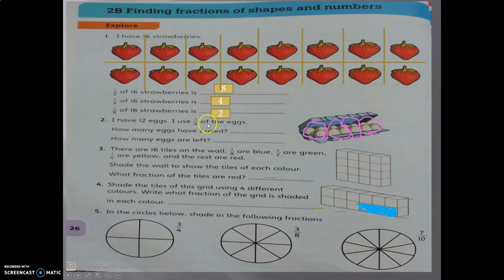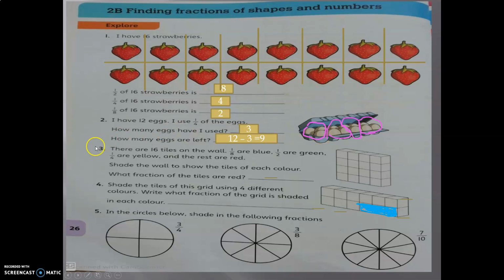Now he is asking me that he is going to use 1 out of 4, or a quarter, of the eggs. It means I will take one group out of the 4 groups. How many are in this group that you are going to take? 3. So how many eggs have I used? The quarter of the eggs is 3 eggs. Now how many eggs are left? I know that the total eggs is 12 and I will use 3. So 12 minus 3, because he is asking me about what is left, 12 minus 3 equals 9 eggs left in my tray.